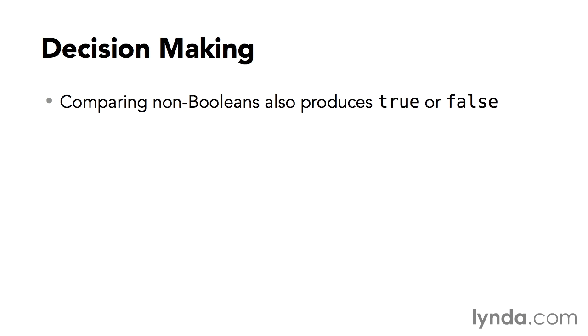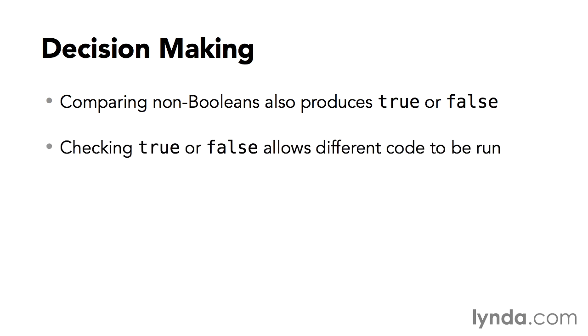Decision-making in PHP can also be controlled by comparing two non-Boolean values. For example, whether one number is greater than, equal to, or less than another. This also produces true or false. And based on whether something is true or false, different code can run. The rest of this chapter explores how to use this branching logic in PHP.